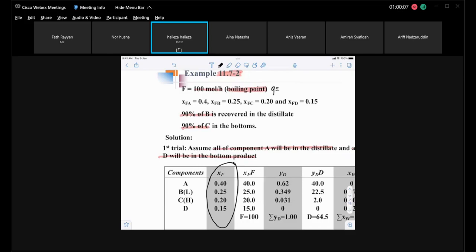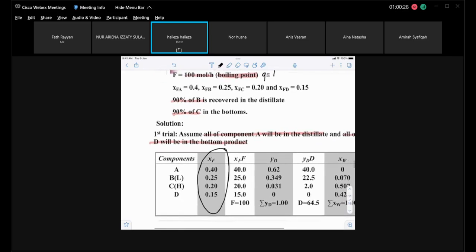You just did your assignment. What is Q when it is at its boiling point? When you have liquid at its boiling point, what is Q? 1. You know that. So that information for Q, you will utilize later when you want to find your number of stages or your R-min. Okay, so now let's forget about the Q.